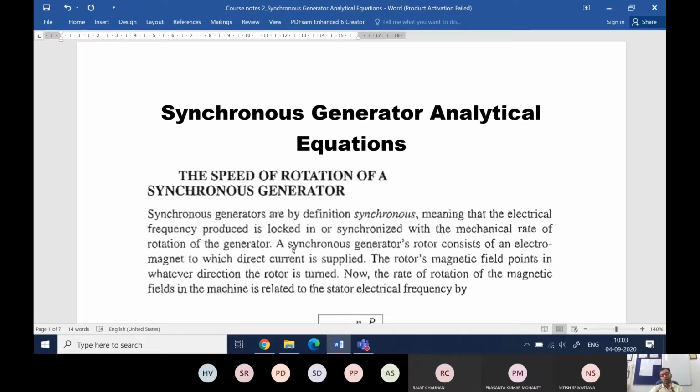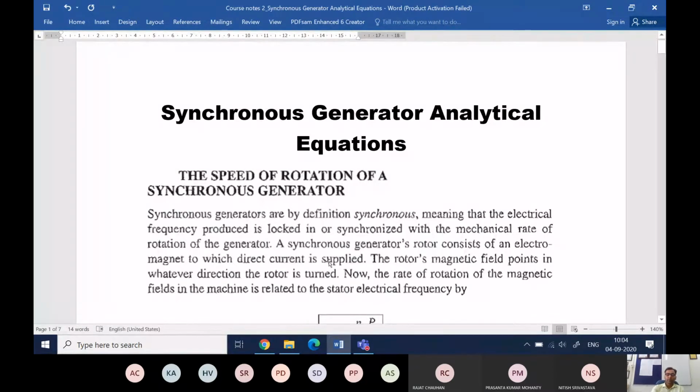And because we want the output power to be at a fixed frequency, as I discussed in an earlier class also, that frequency is a very critical parameter, and we always want it to be as steady as possible. There is a very small band, let's say around 1% or at max 2% of fluctuation, which can be allowed in frequency. So we want it to be completely steady. And this frequency depends on the rate of rotation of the generator. So we will look at today how it is related and what is the relationship between the two.